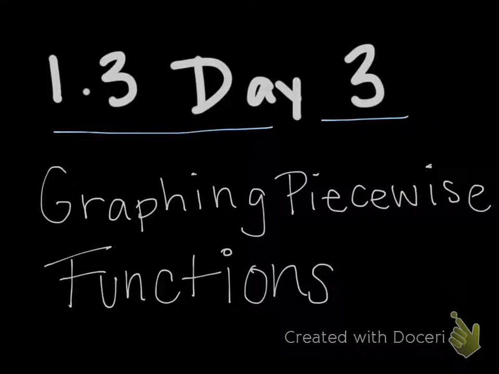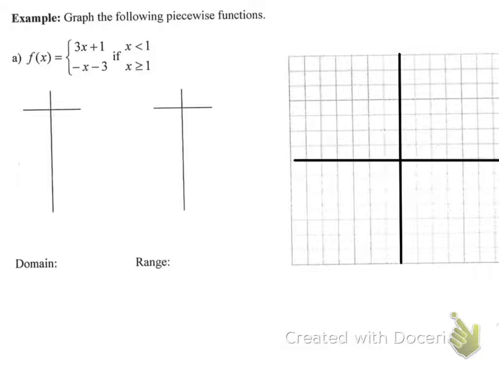Today we're doing section 1.3, day 3, and we are going to be graphing piecewise functions. Again, this should be a relative review from what we did last year in Algebra 2. So notice here's your two pieces. We have 3x plus 1, and that's if x is less than 1.